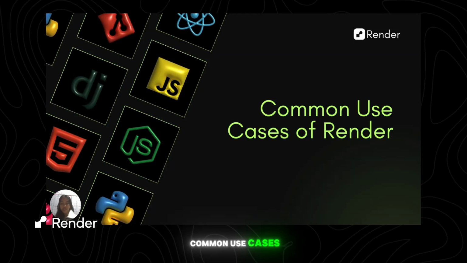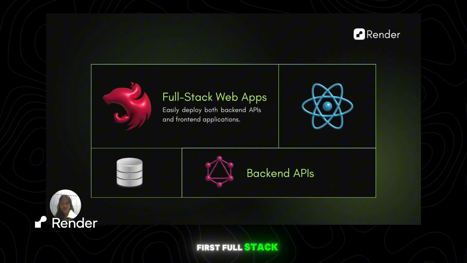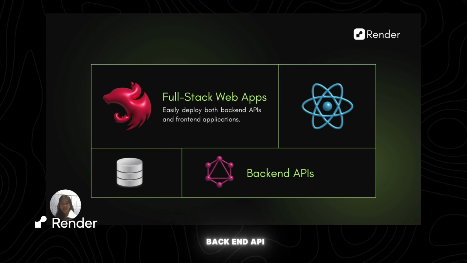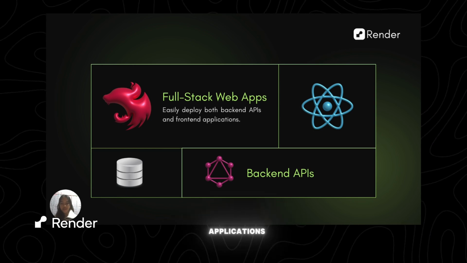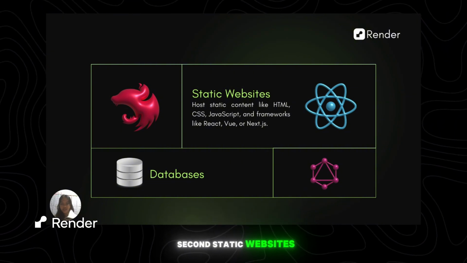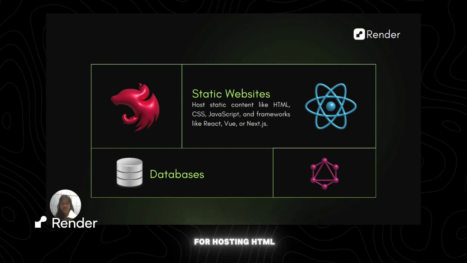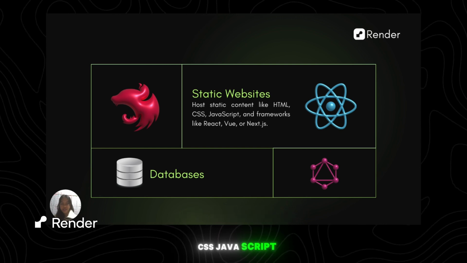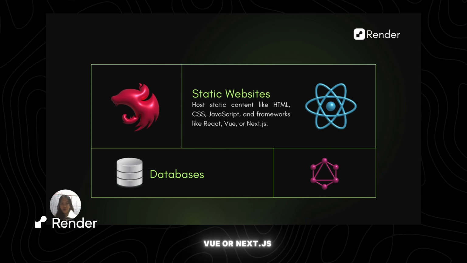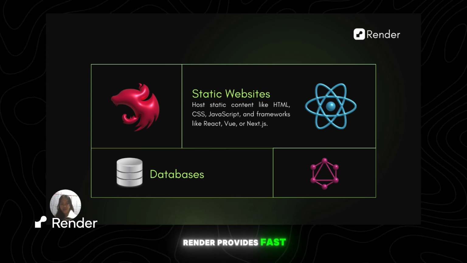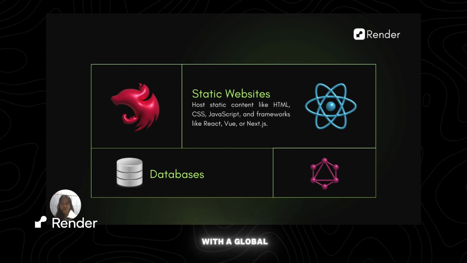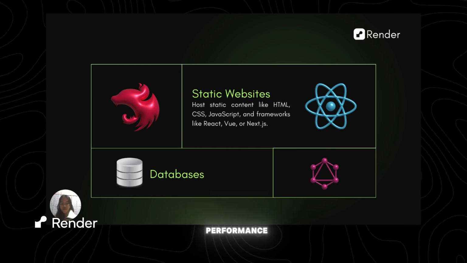Common use cases of Render. First, full stack web apps. Easily deploy both back-end APIs and front-end applications. Second, static websites. It is ideal for hosting HTML, CSS, JavaScript, and front-end frameworks like React, Vue, or Next.js. Render provides fast, secure, and automated deployment with a global CDN for better performance.